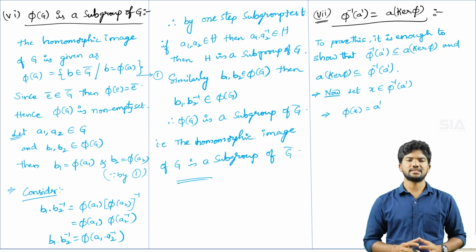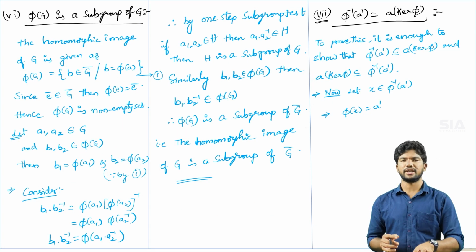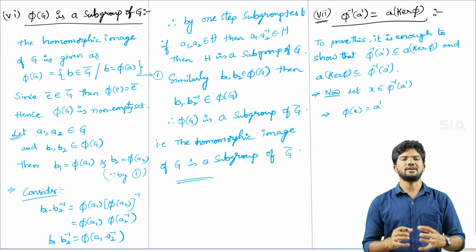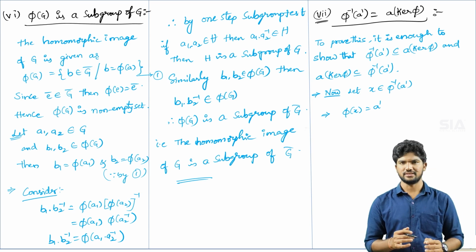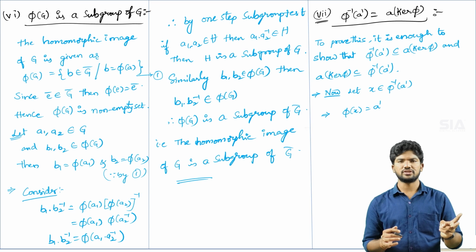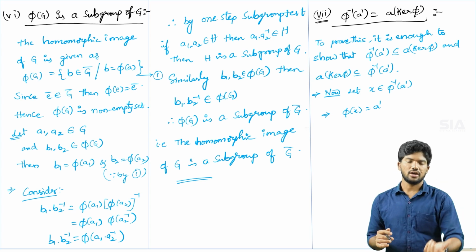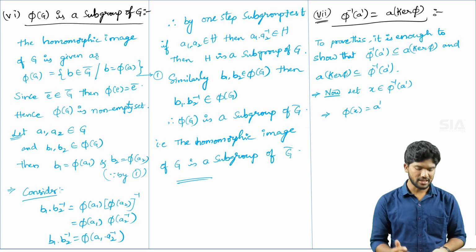Next, sixth condition, that is one of the important conditions. The homomorphic image pi of g is a subgroup of capital G bar. In the fourth condition, we proved that the kernel is a subgroup. In the sixth condition, the homomorphic image of a group is also a subgroup.